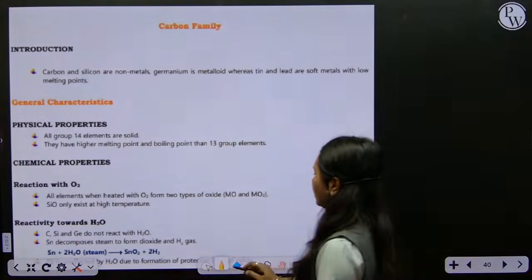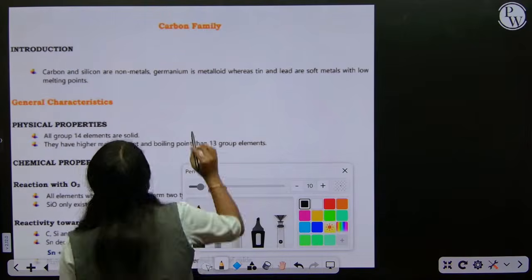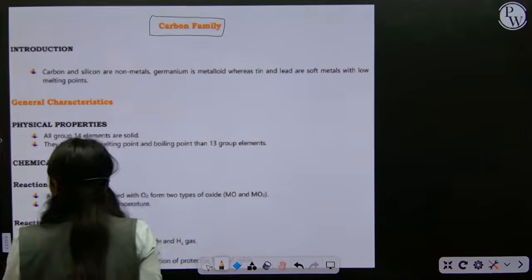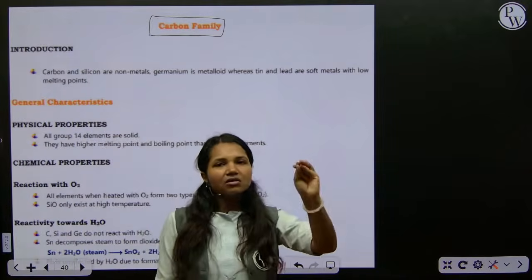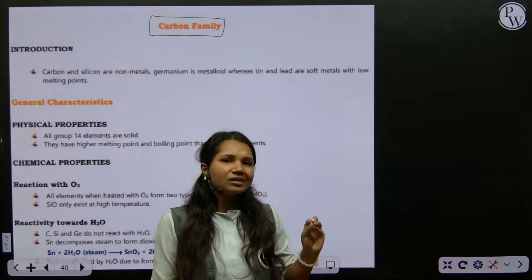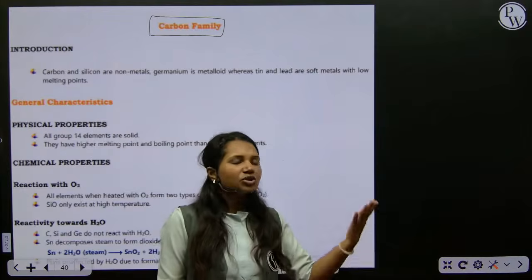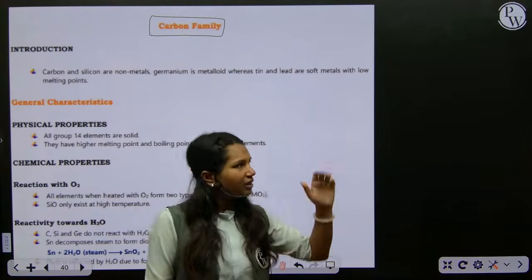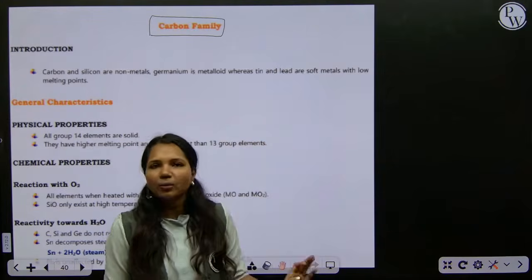Now, the carbon family. Before starting the carbon family, we will take a break of 5 minutes. Then we will go to carbon, nitrogen, oxygen, and halogens, and then the noble gases. So just a 5 minute break, and then we will come back to the carbon family.